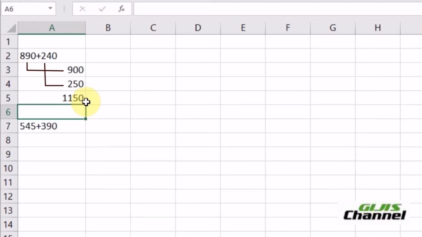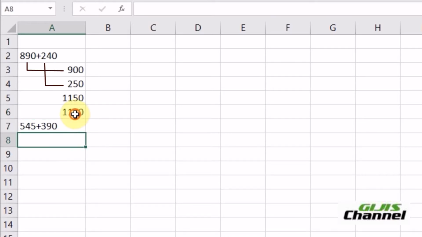If the answer is 1150, the answer is wrong, because when we rounded up, we added 10 here, and for 240 we added 10 there. So we added an extra 20. What we need to do is subtract the extra number we added. So 1150 minus 20, because we added 10 here and 10 here. So we subtract the extra numbers we added. 1150 minus 20 is 1130. That is the final answer.